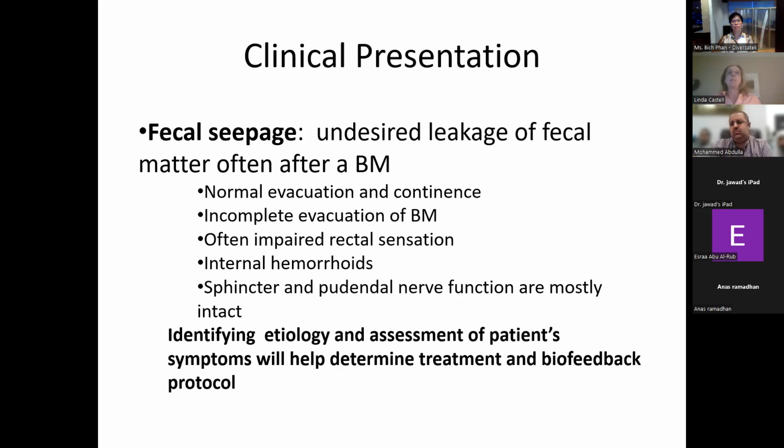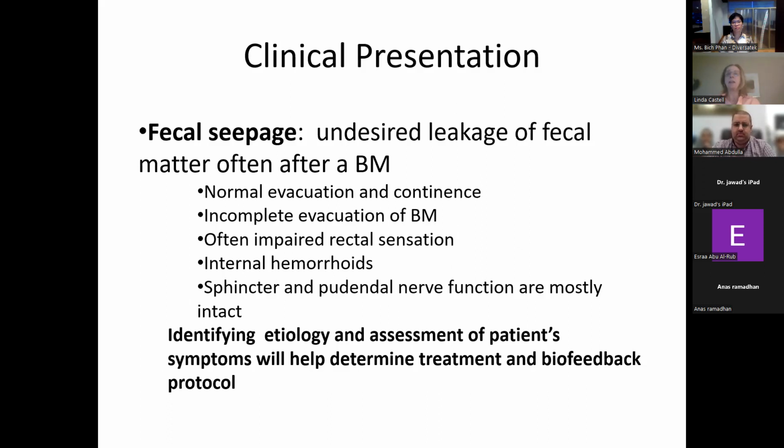And then the other presentation is fecal seepage. So this is throughout the day, these patients leak just a small amount of stool, usually after a bowel movement. So these patients can have normal evacuation and normal continence, but probably what's happening is they're not totally evacuating all their stool. So they have a little bit of overflow.